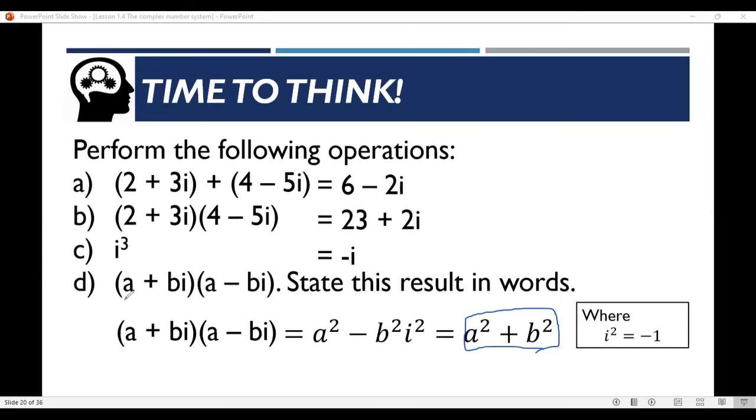Okay, so ulitin natin ulit. The product of a complex number and its conjugate is real, di ba? Magiging real na siya. Ayan, no? Wala na yung letter i. So, real na siya. Real, di ba? A squared plus b squared, magiging real na siya. Okay, lagyan natin ng number yan para mas maintindihan ninyo.